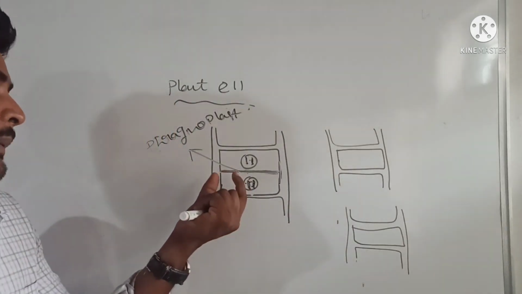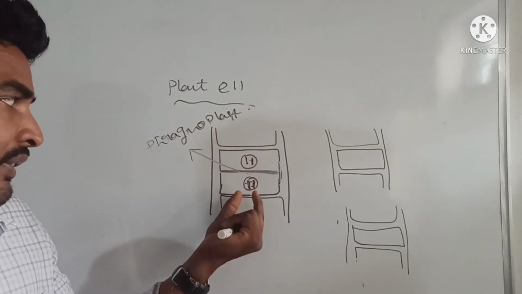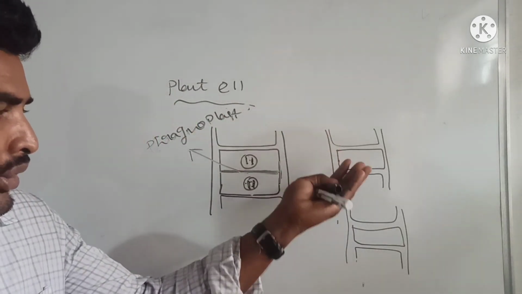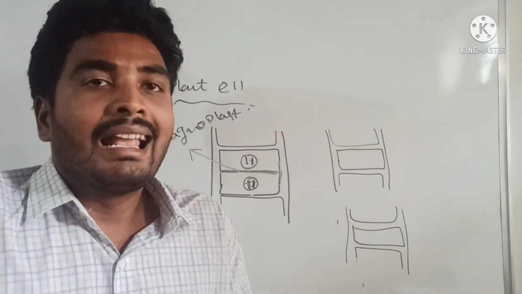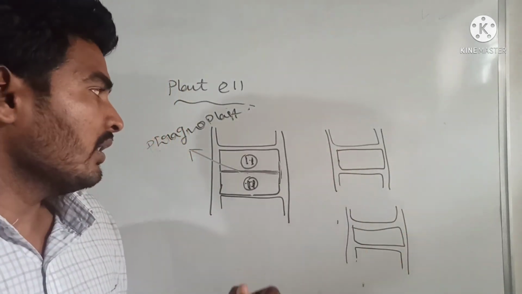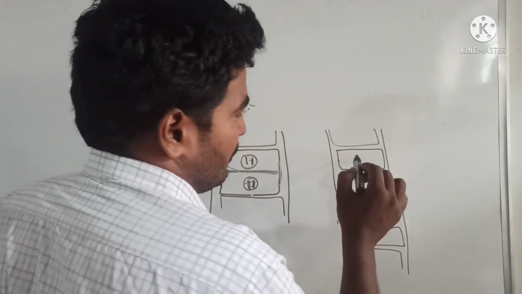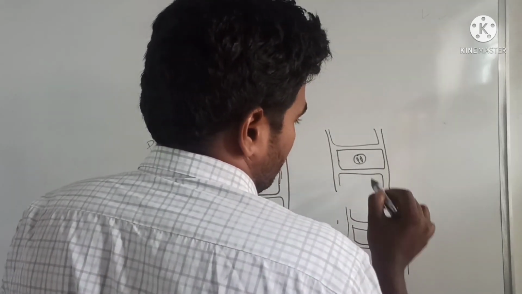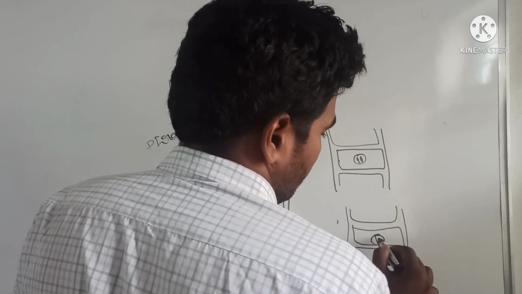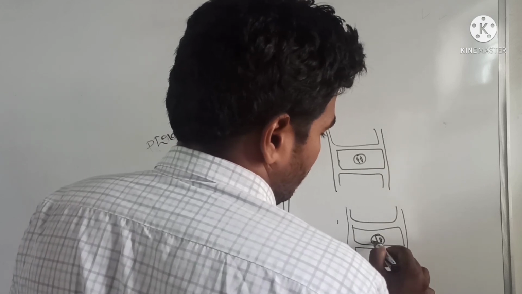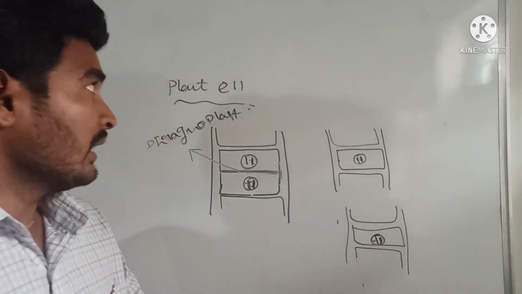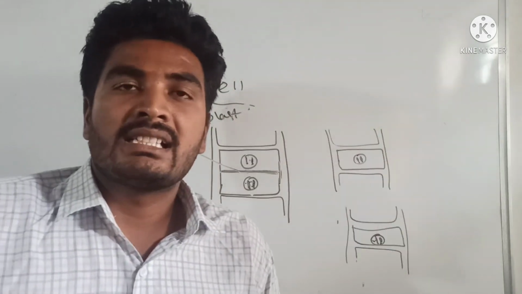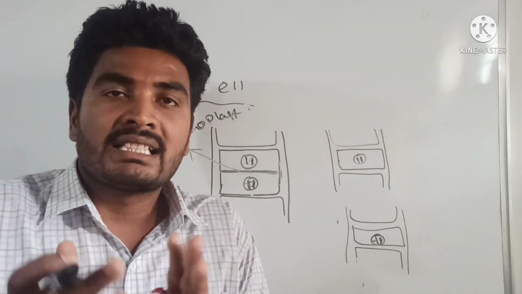This cell plate or phragmoplast divides the cell, and a new individual cell can grow. So cytokinesis is completed by the cell plate.